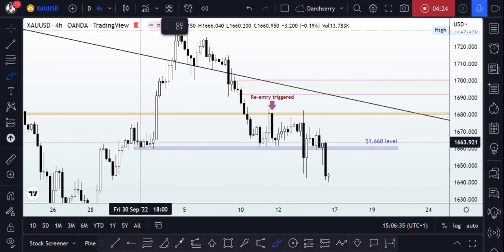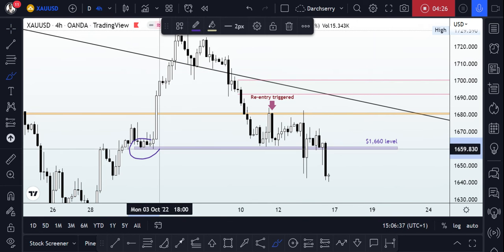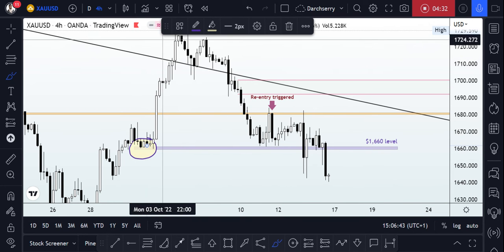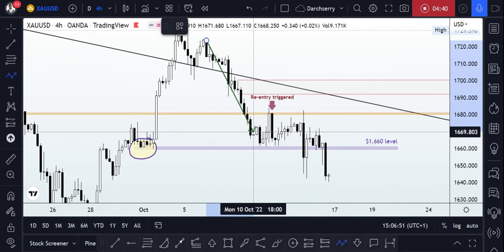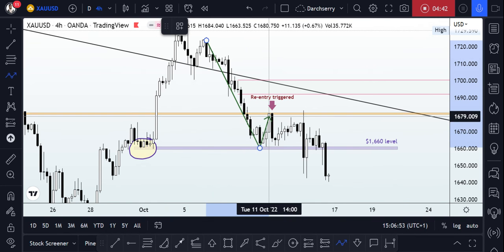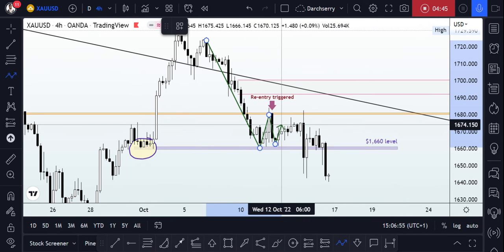We saw how this level has been in the demand niche for participants in this market, as we saw how price climbed from that area into somewhere around the $1,730 area. And since then, price has continued to find lower lows and lower highs, leading to another multiple rejection of the $1,660 level during the course of last week's trading session.